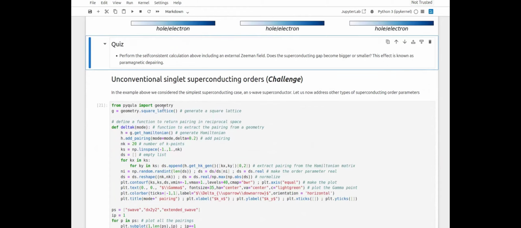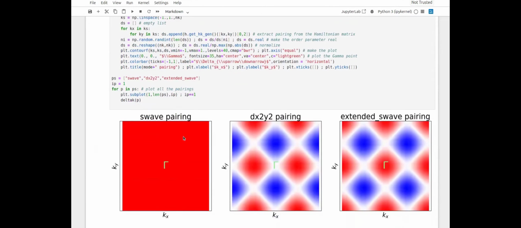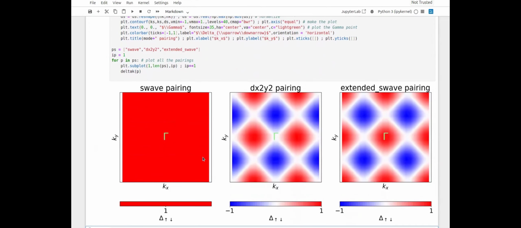And so now let us look at different types of unconventional singlet superconducting orders. Before we were considering just S-wave superconductors, but of course there are more complex spin singlet superconductors. And so these are the symmetries that you see here. So we can run them to generate them on the fly. The whole idea is that this plot is the momentum dependence of the superconducting order, meaning that your superconducting order is a function of k, where k is the momentum space wave vector, and different superconducting orders have different dependencies on this wave vector k.